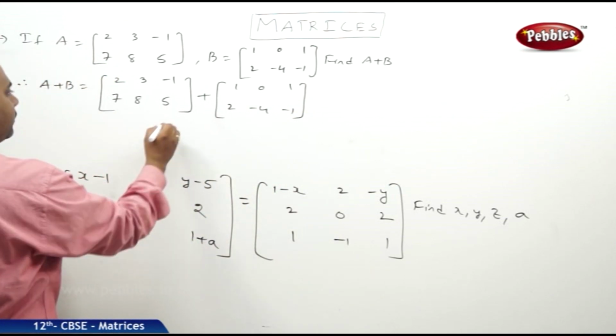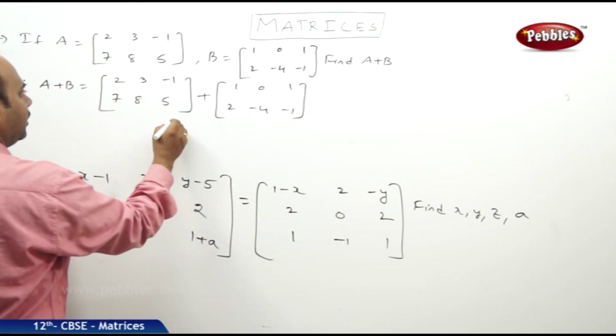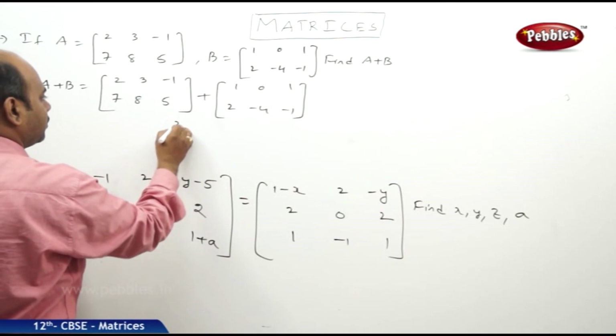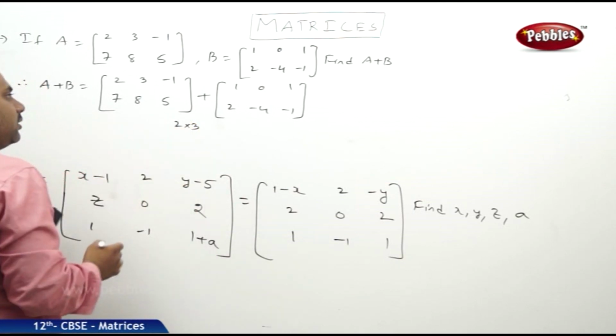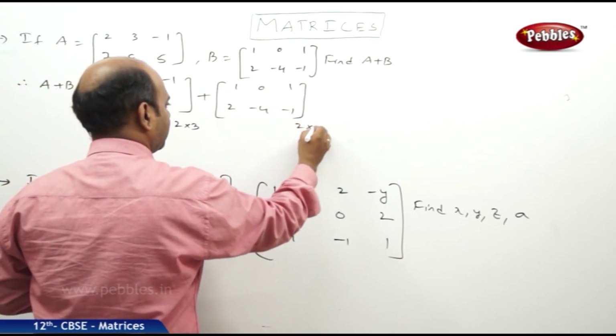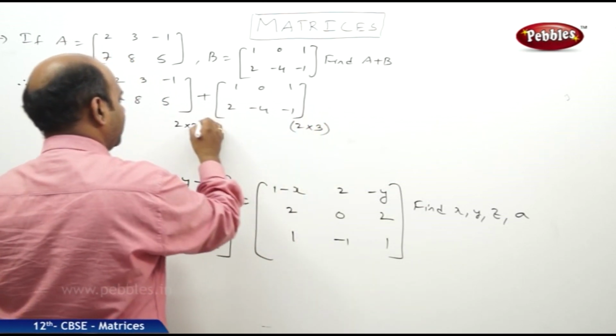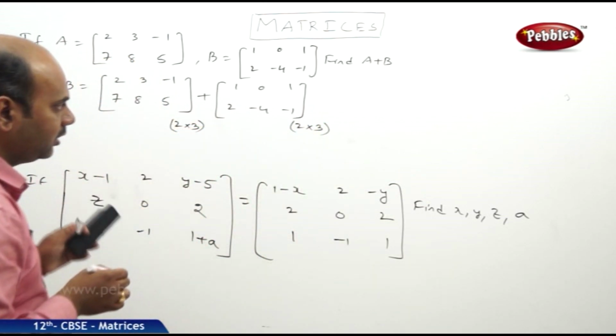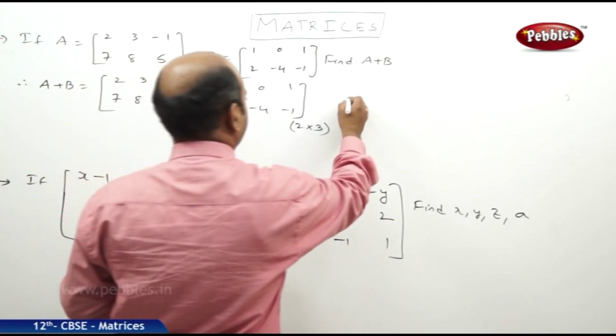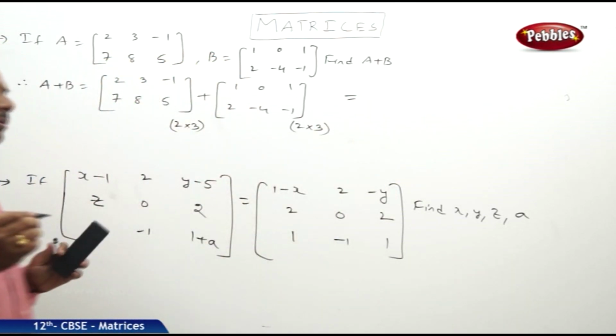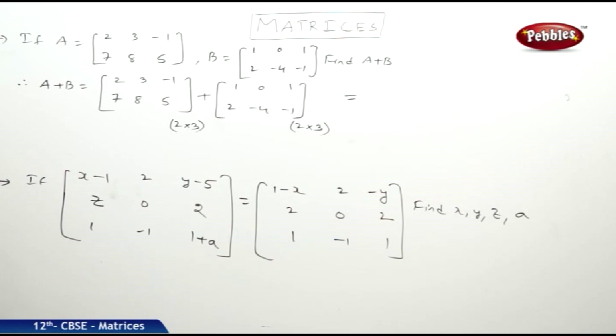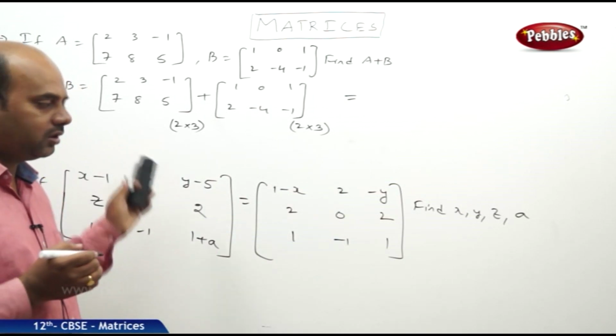And if you observe carefully, what is the order of this matrix? How many rows are there? 2 rows. How many columns are there? 3 columns. Here also what is the order of the matrix? 2 by 3. I think the order of the matrices is the same. As the order is the same, we can say the two matrices are conformable for addition. If two matrices are conformable for addition, then what should we do?